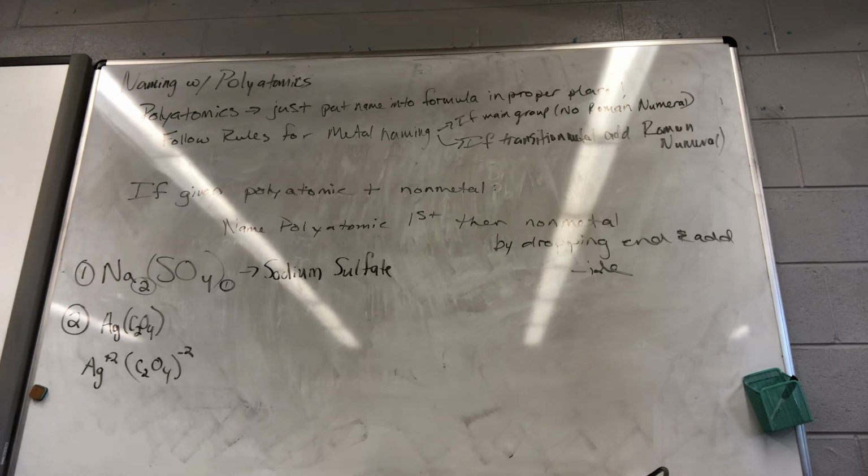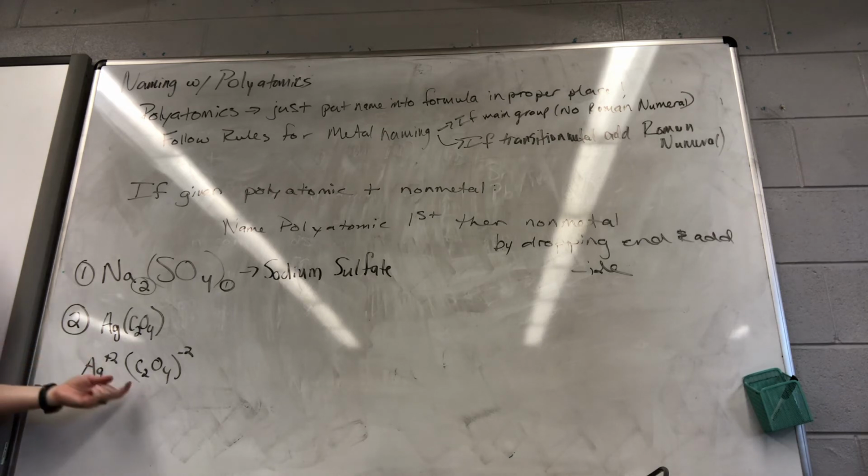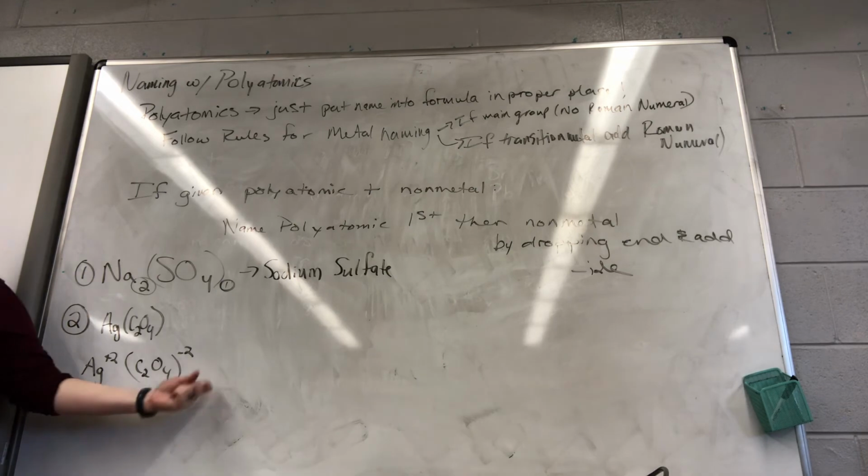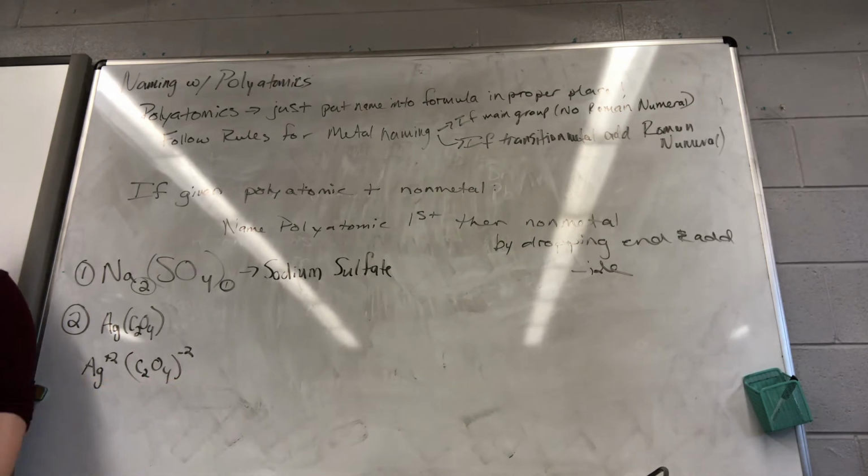This is an example of where the crisscross method can lead you a little astray. If you uncross these, what would you think the charges were? You would think 1 and -1, right? But having memorized that oxalate is a -2 charge, you should not make that mistake. This is one of the trickier ones.